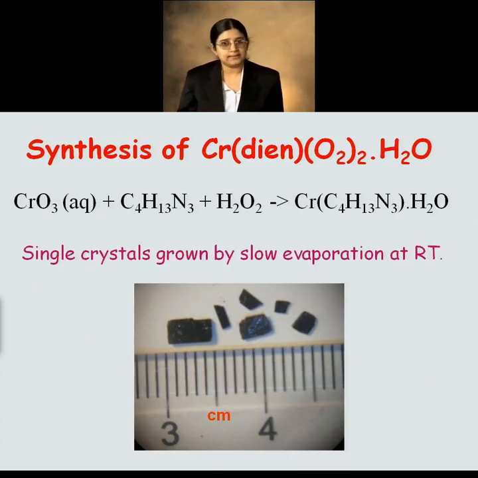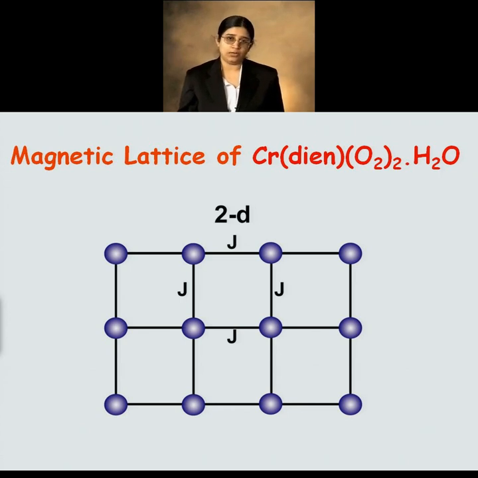The compound was synthesized by the reaction of hydrogen peroxide with aqueous solution of CrO3 and diethylene triamine as shown in the slide. Large single crystals of several millimeters were grown by evaporation at room temperature. X-ray diffraction data showed that the spin structure of the compound forms a two-dimensional square lattice, and our goal was to investigate this lattice from the point of view of quantum phase transitions.